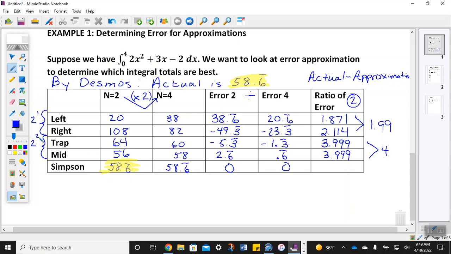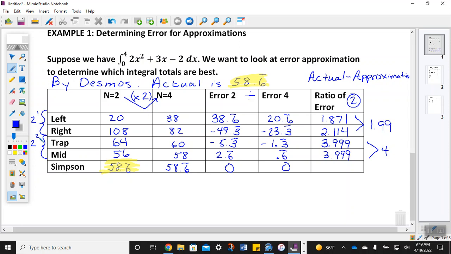What was my error for 3 intervals? 81. So what's the error for 9 intervals going to be? Well, it would be divisible by 3 to the second power, because remember, 2 to what power would make this factor of 4 over here? 2 to the what? A second. Okay.